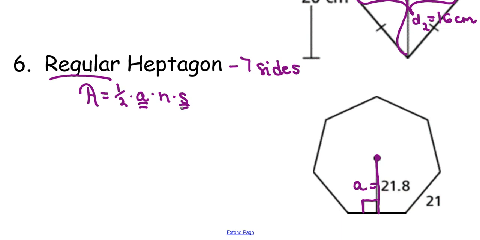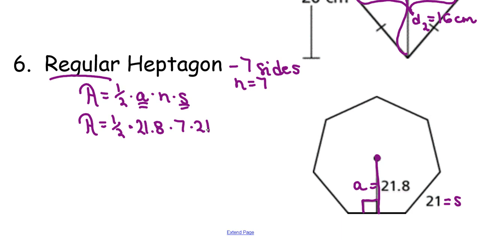S represents the side length, and that's what the 21 represents. And since it's 7 sides, then we actually know that N is 7. And that takes care of all the necessary pieces. So let's just plug them in. So 1/2 times 21.8 times 7 times 21. And when I look at those numbers being multiplied together, we can plug it into our calculator.